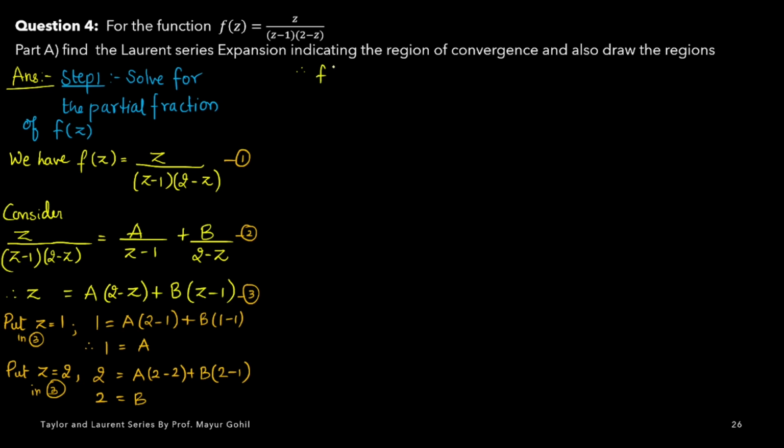Therefore our required partial fraction: f of z can be written now. From 1 and 2 we will get everything. If you see, f of z is nothing but the LHS. So f of z equals a upon (z minus 1), where a has come down to be 1, and b has come down to be 2, so 2 upon (2 minus z).